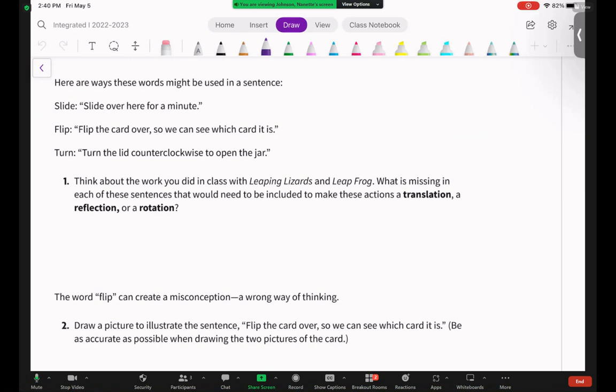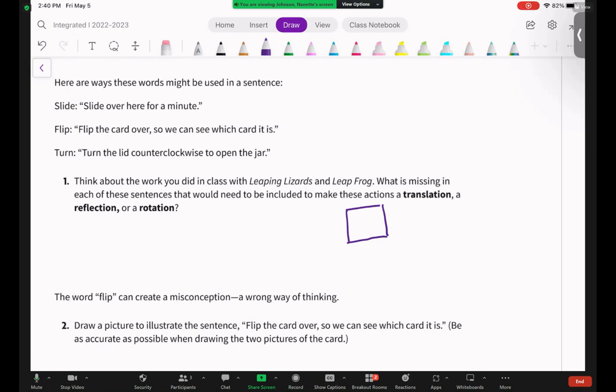So when we have a slide, we need to describe the distance and the direction. Like if I told you this rectangle, I need you to slide it over. I need you to tell me where you want me to slide it and how far you want me to slide it, in what direction, right? Then it becomes more precise.